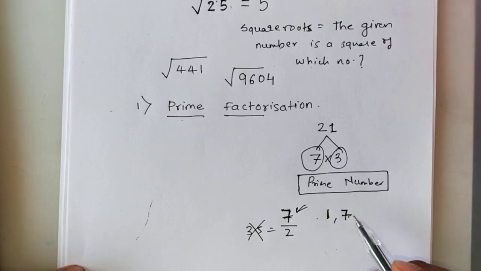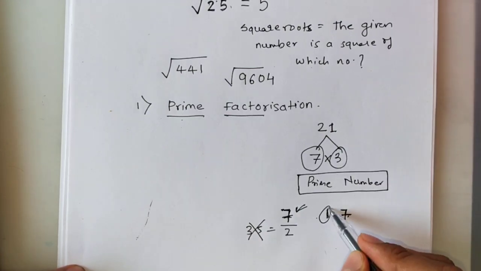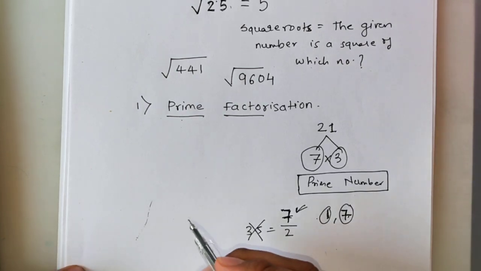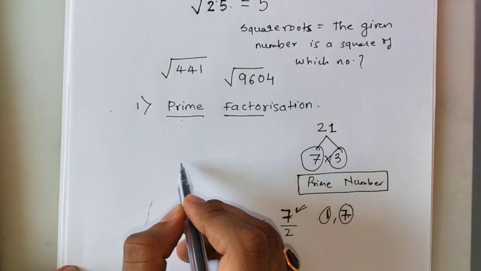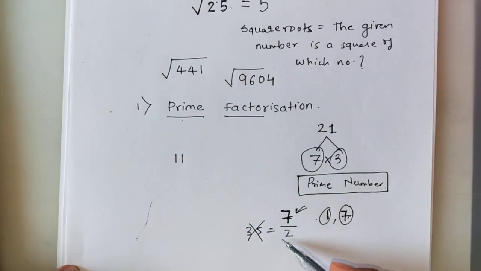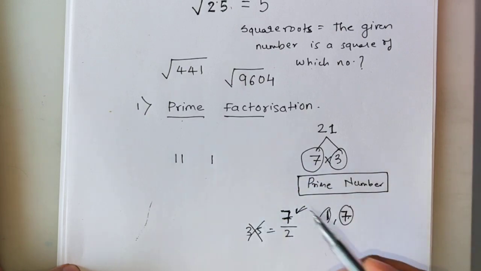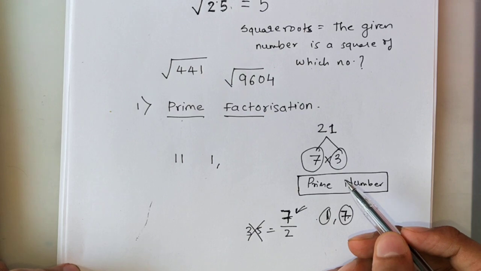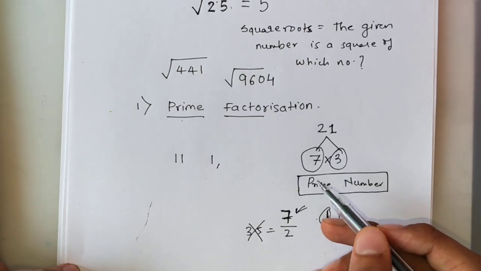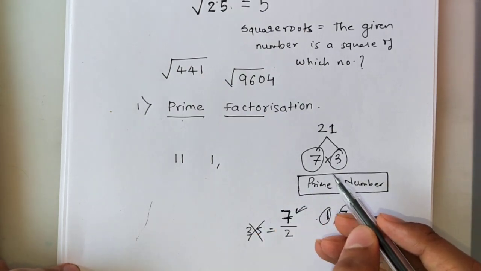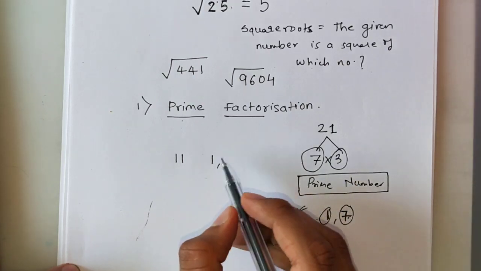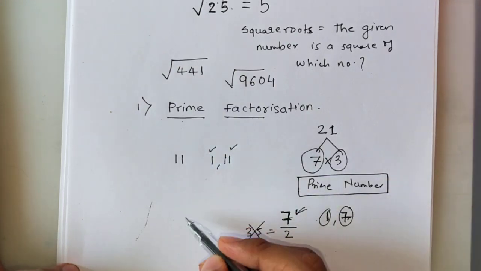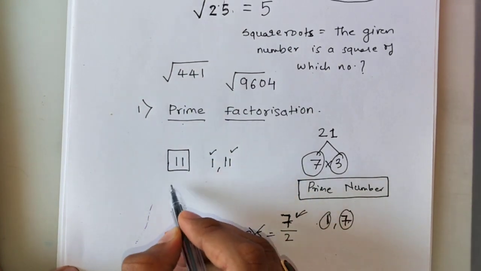So any number which has only two factors, that is 1 and the number itself, is called a prime number. Let's take other examples. Let's take 11. 11 can be divided by 1. Can I divide 11 by 2? No. 3? Not possible. 4? Not possible. 7, 8, 9, 10, no number can divide 11. So 11 will be divisible by 11 only. So there are only two factors of 11, and that is why 11 is a prime number.